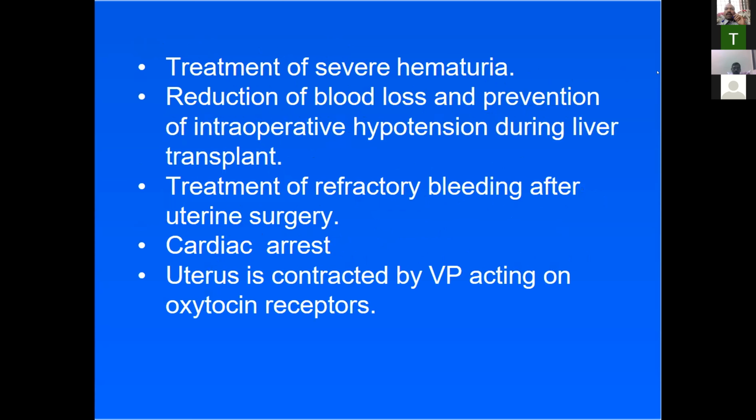Next one, sir. It is also used for the treatment of severe hematuria, reduction of blood loss, and prevention of intraoperative hypertension during liver transplantation. So during liver transplantation, to reduce the blood loss and prevent hypertension, this drug is used. It is also used in treatment of refractory bleeding after uterine surgery, and in cardiac arrest patients. The uterus contracts when vasopressin acts on oxytocin receptors. So vasopressin can be used for uterine contractions also. Why? Because it acts on the oxytocin receptors.